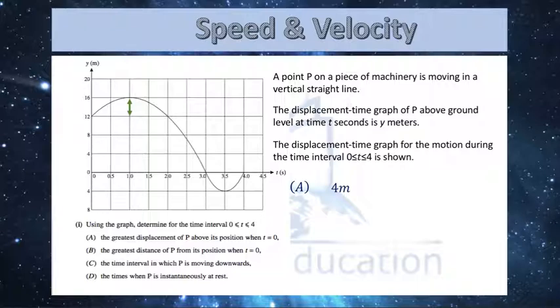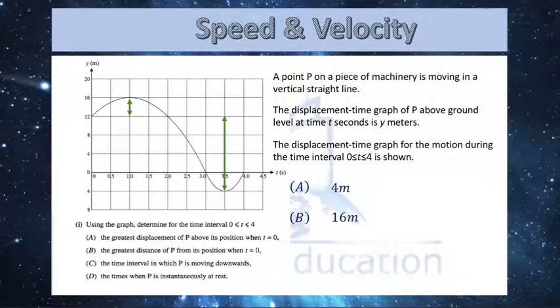Part B. The greatest distance of P from its position when t is equal to 0. At any one time, the greatest distance of P would occur at t equals 3.5 seconds. At t equals 0, it's at 12 meters above its origin, and at t equals 3.5 seconds, it's now at 4 meters below its origin. It would have traveled a distance of 16 meters.